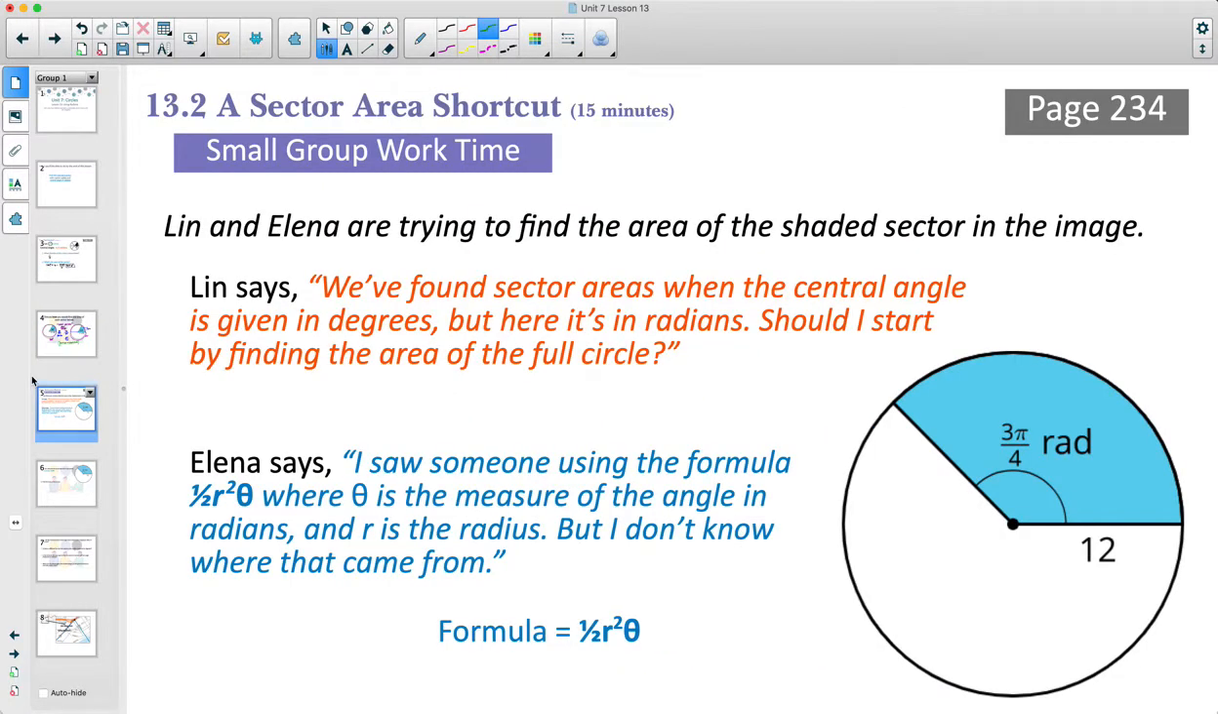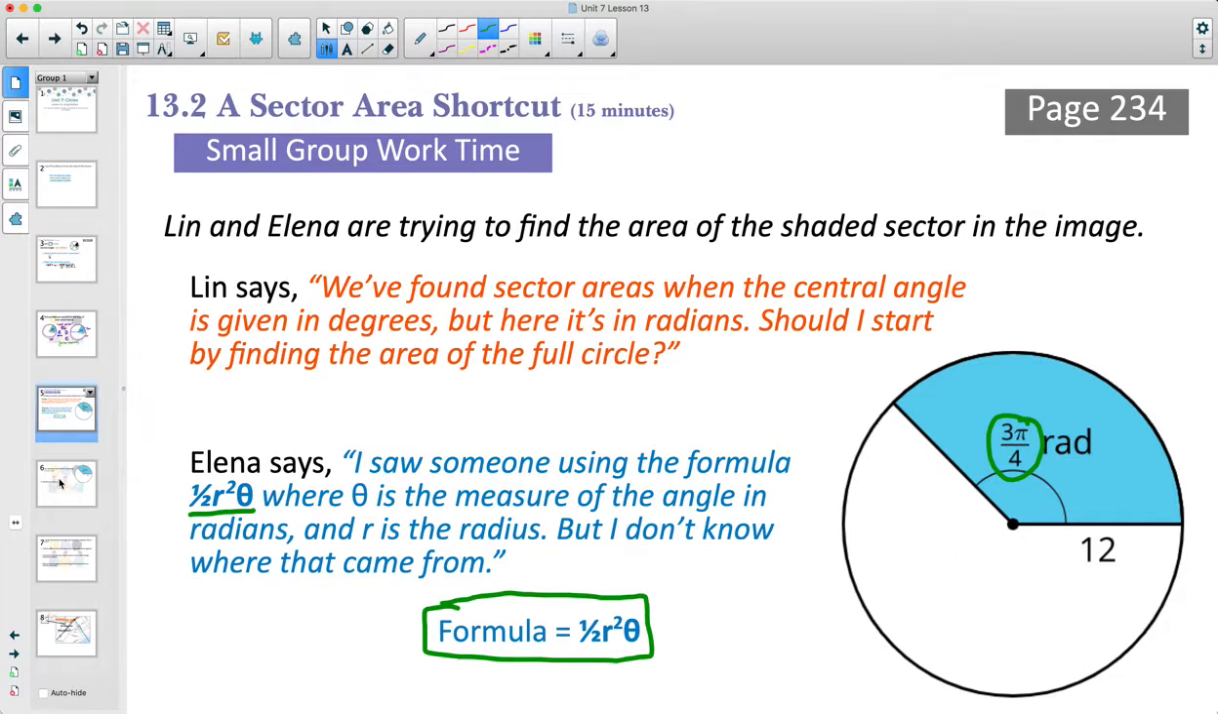So on page 234, we talk about Lynn and Elena trying to find the area of this shaded picture in the image. So Lynn says, we've found sector areas when the central angle is given in degrees, but here it's in radians. Should I start by finding the area of the full circle? Elena says, I saw someone using the formula 1/2 times the radius squared times theta, where theta was in radians and r is the radius, but I don't know where it came from. So here's that formula that Elena said she saw somebody working with.